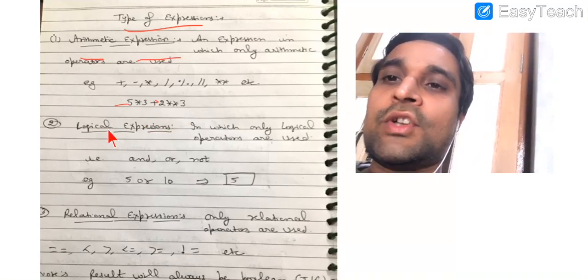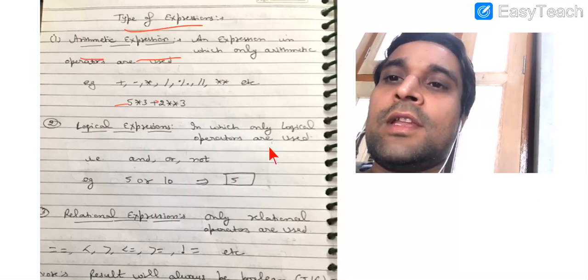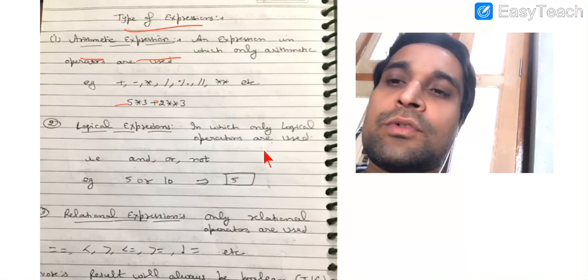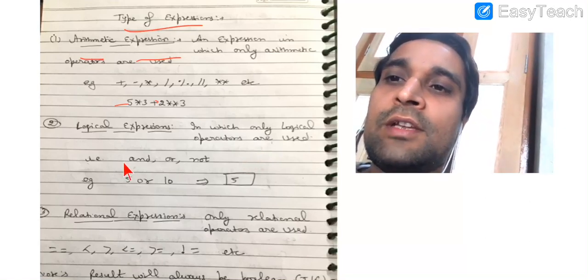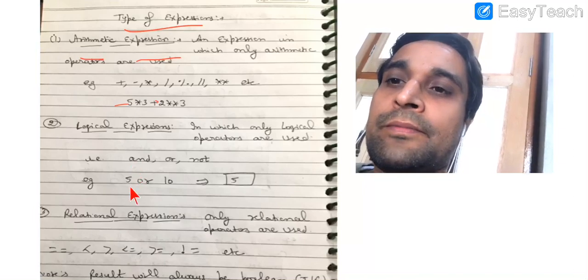Next is the logical expression. A logical expression means an expression in which only logical operators are used. You know, we have 3 logical operators available: AND, OR and NOT. From these 3, NOT is a unary operator, while AND and OR are binary operators.